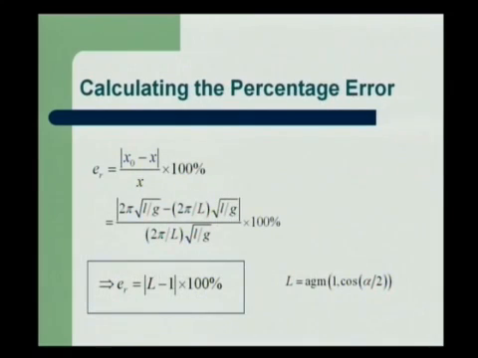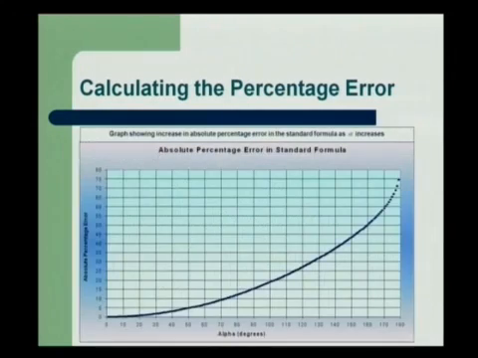We now calculate the percentage error, and we find that the percentage error is equal to the absolute value of L minus 1 multiplied by 100%, where L is defined as the arithmetic geometric mean of 1 and the cosine of alpha over 2, as before. Note that we take the absolute value, since we are only interested in the magnitude of the percentage error rather than any sign. If we now graph the absolute percentage error against alpha, we see that the absolute percentage error increases as alpha increases.